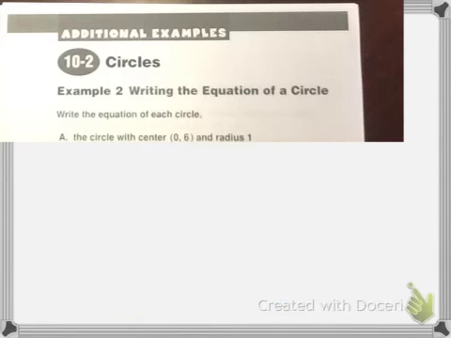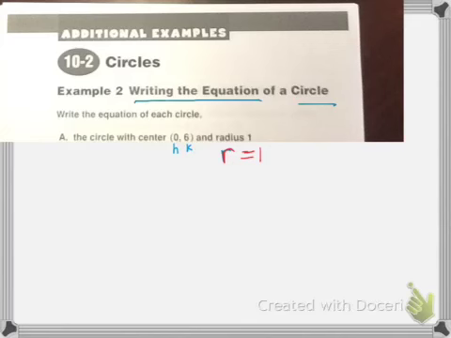Okay, let's jump to an example. Example 2 is going to ask us to write the equation of the circle. So we're given the radius here. Change my color back to red for radius of 1. And we're given a center located at h of 0 and k of 6.